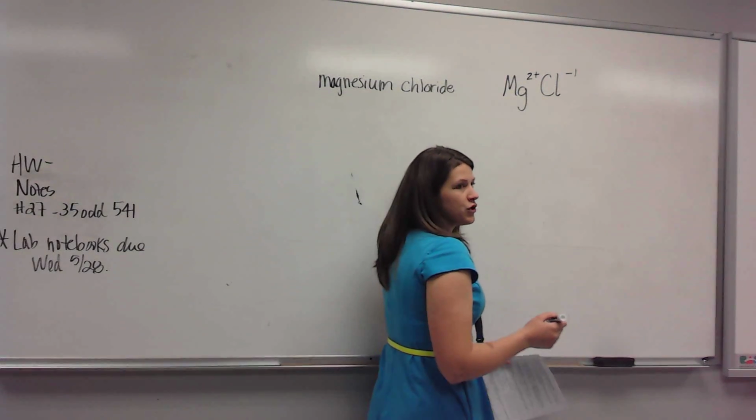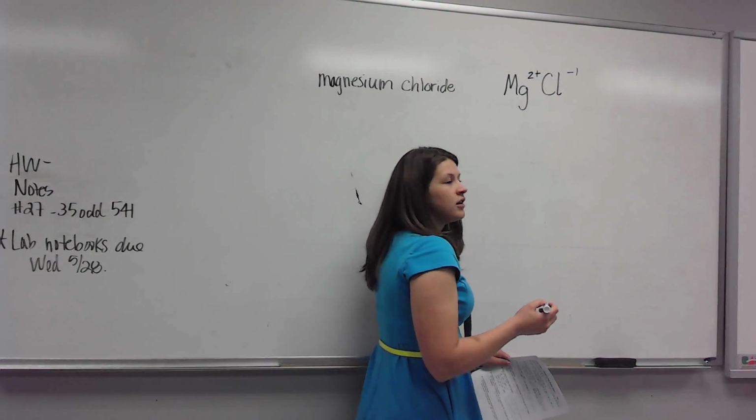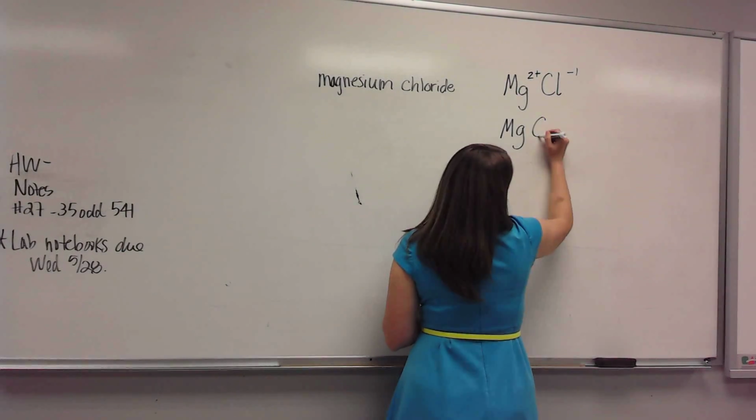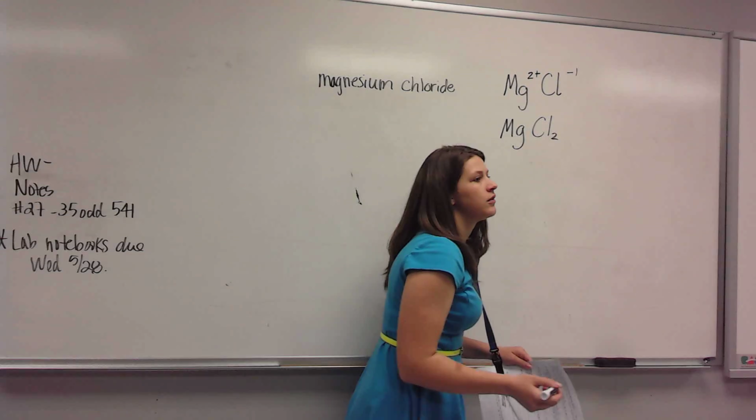Then what did we have to do with the charges to make it all balance? Crisscross. Gotta crisscross them. So this is going to be Mg1 and Cl2.